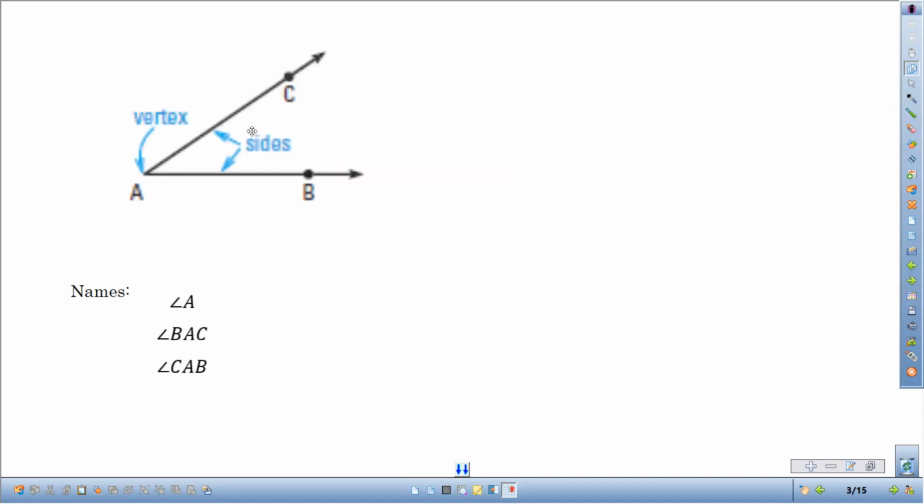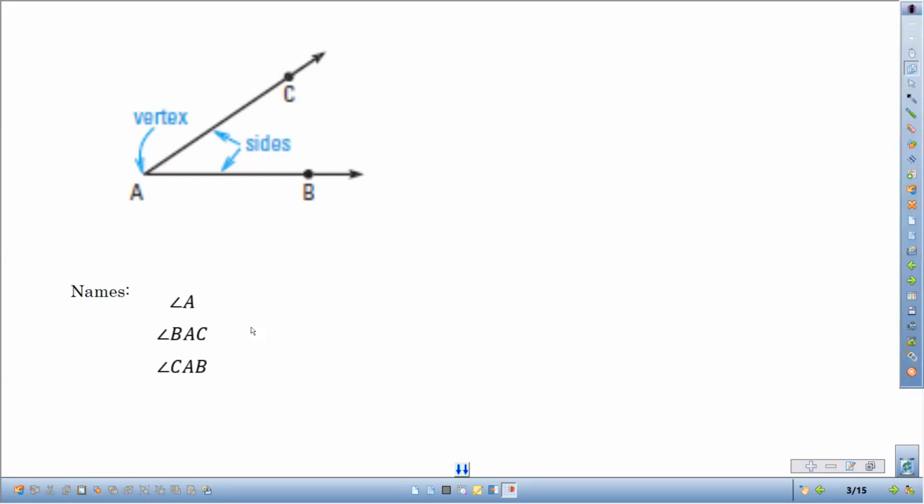It is two rays joined together at a single point called the vertex. The rays are called the sides. And what we're talking about today is how to name an angle. There are three ways to name this angle. The first is by its vertex. So you can just call this angle A. It's important to have that little angle symbol there so we know that you are talking about an angle.